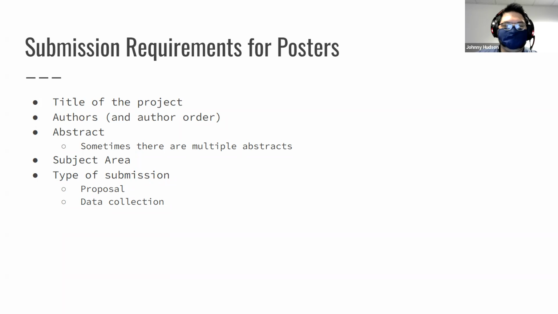Finally, an abstract. Some conferences require more than one abstract. So usually that would be an abstract for the general public attending the conference. They can look at your abstract and see, oh, is this poster for me? Is it not? Or the second abstract would be one for the reviewers. So that usually tends to be a little bit longer, a little bit more detailed. So this would just be a regular abstract that you would write for like a research paper.